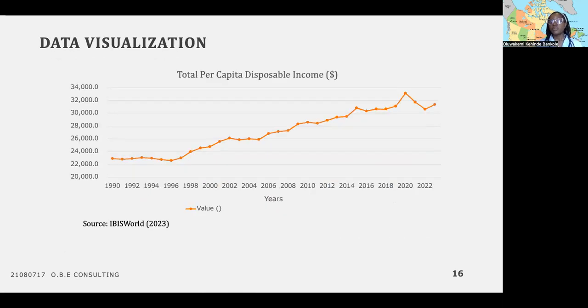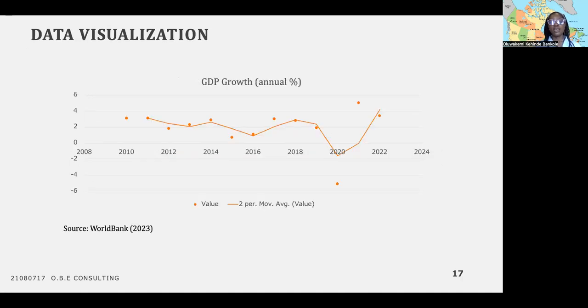Similarly, the per capita disposable income also shows that the disposable income of people living in Canada has also been experiencing a steady growth and increase in the past 30 years. Finally, we looked into the GDP of the economy of Canada, and with the exception of the global pandemic year, the GDP in Canada has experienced a steady growth.